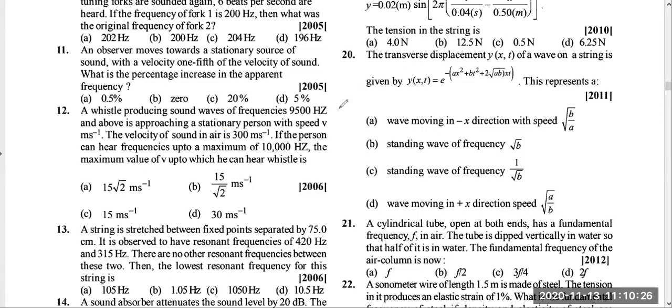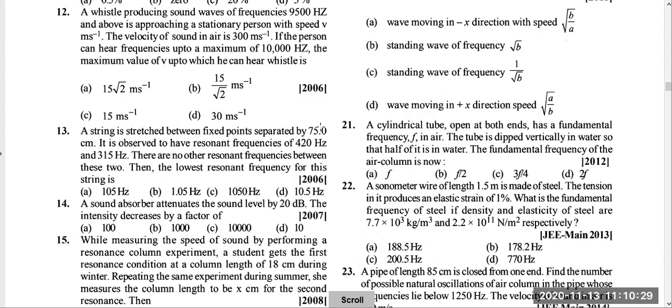Now question number 13. Since you guys are not asking, I'll just discuss each and every question which I think is of good concepts. Others you can just solve, or I'll discuss the concepts. Now 13: a string is stretched between fixed points separated by this many centimeters. So the length is given, right? It is observed to have resonance frequencies of this and this. There are no other resonance frequencies between these two. Then the lowest resonance frequency of the string is asked in question number 13.